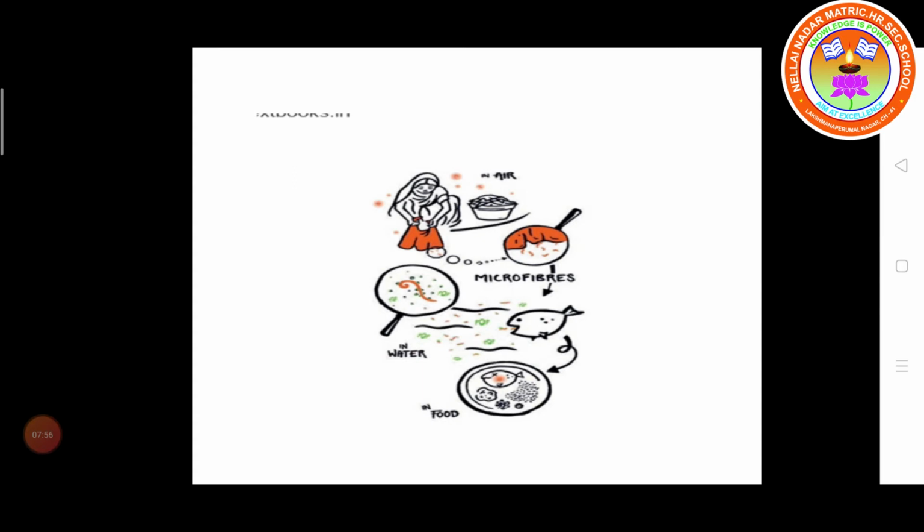So this is the diagram for the consumption of microbeads by marine animals.